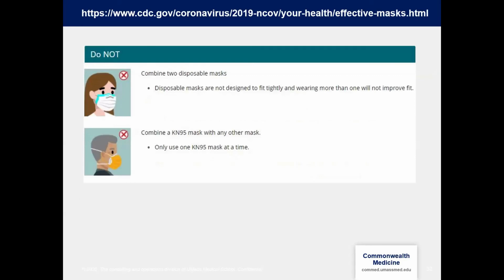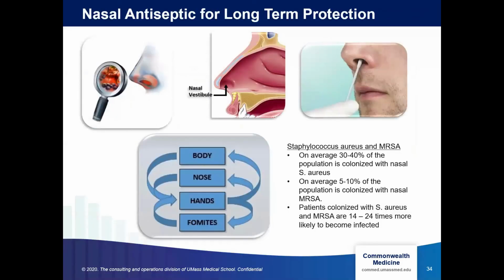They do not recommend that you put two disposable masks together, because disposable masks are not designed to fit tightly. That's why they said if you have a disposable underneath, cover that with a cloth mask, and not to combine a KN95 or N95 with any other type of mask. I have seen people walking around with an N95 or KN95, and then they have a mask on top of it. That will really be difficult to breathe through. That's their major concern, the effects on the lungs. The N95 or KN95 does its work, 95% filtration. So it's really not necessary to put another mask on top of it.